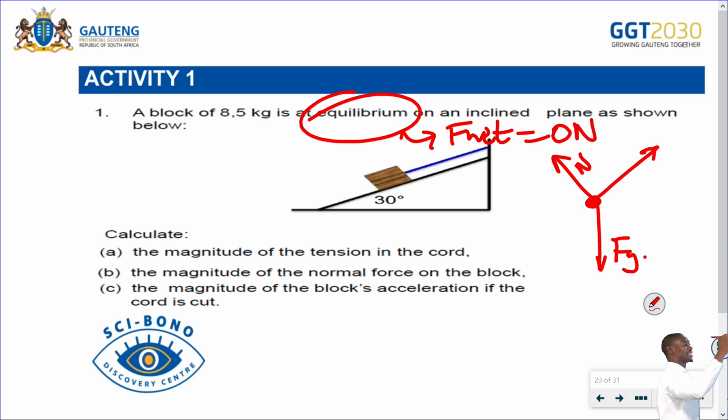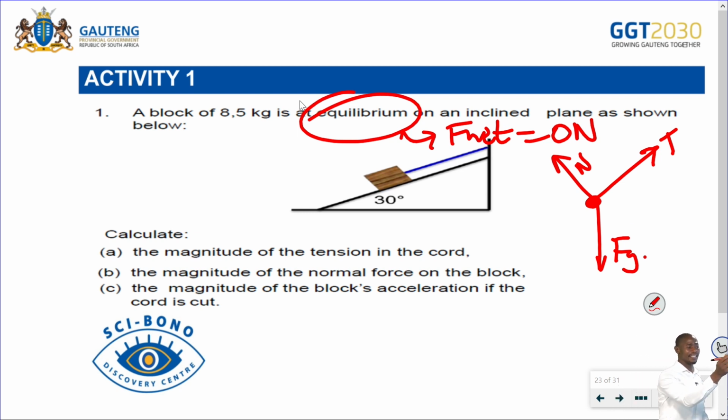And then there is what here? Tension. Okay, so a block of 5 kilograms is at equilibrium on an inclined plane as shown below. So these are the forces that are acting on an object. They want the magnitude of tension. Okay, how are we going to find the magnitude of tension?